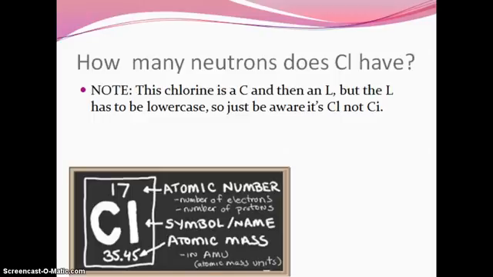This is part 2 of Unit A, Lesson 2, the atom, parts, and structure. So we're going to do a little bit of practice. How many neutrons does chlorine have?